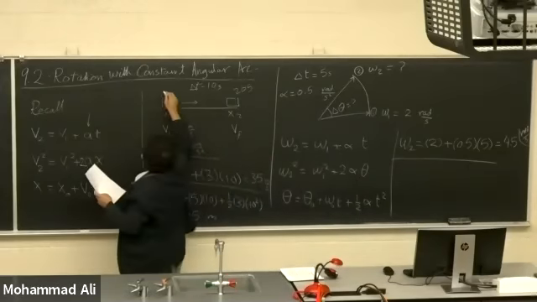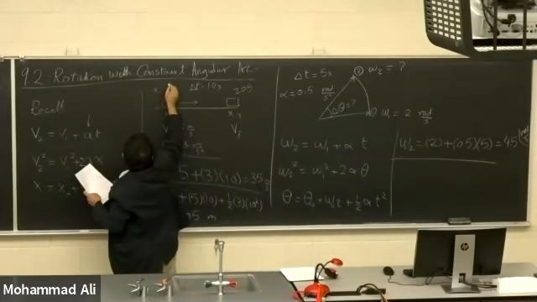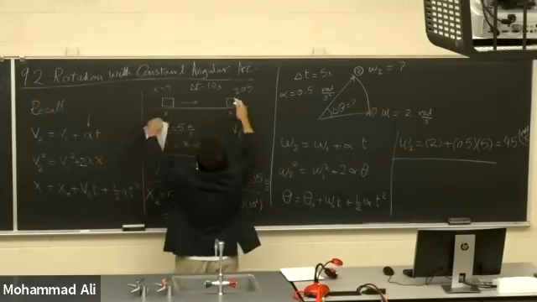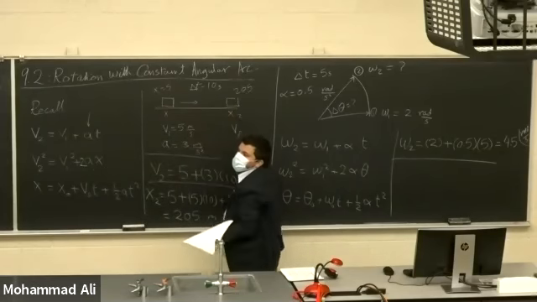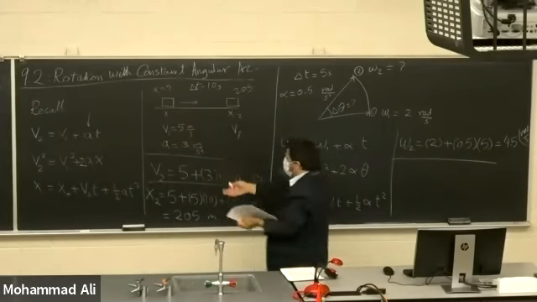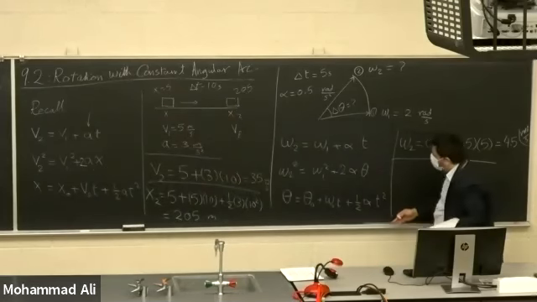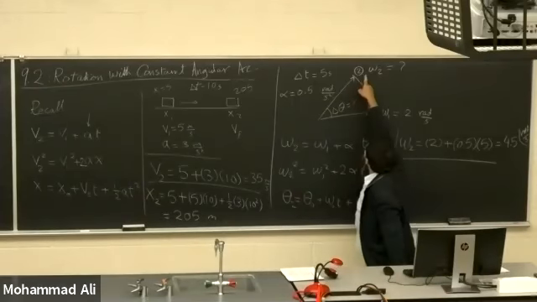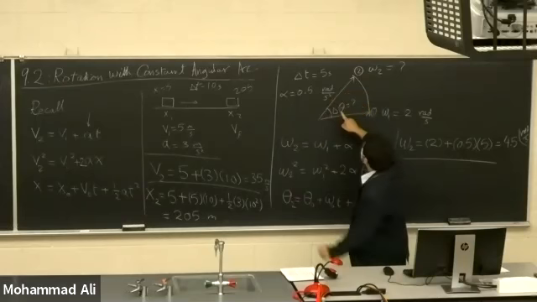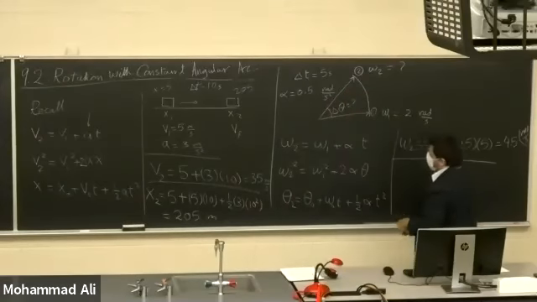X1 is 5. So delta x is 205 minus 5, which is 200. It's okay, we find it. Now we need to find theta, or delta theta. Okay, delta theta.